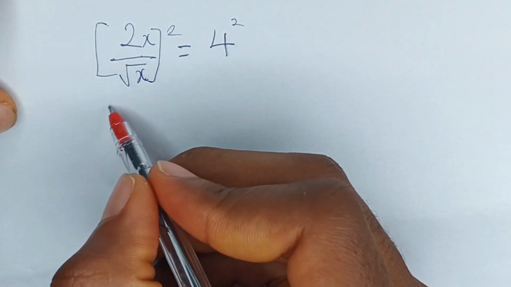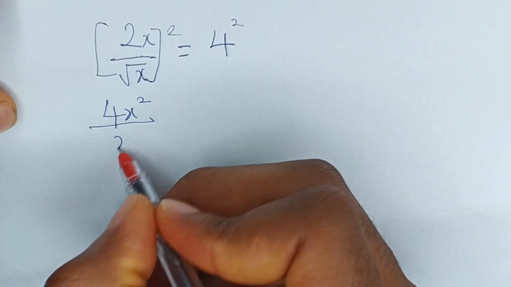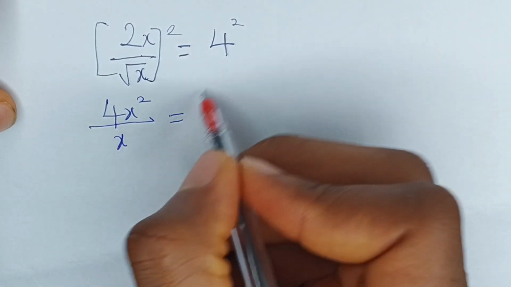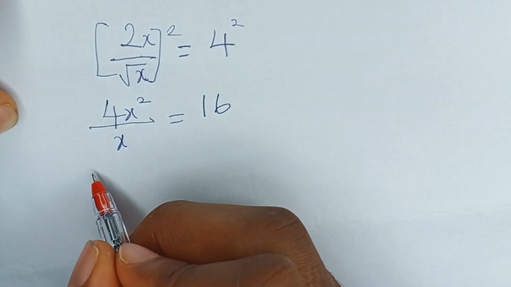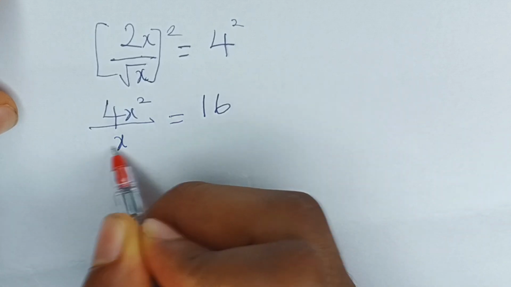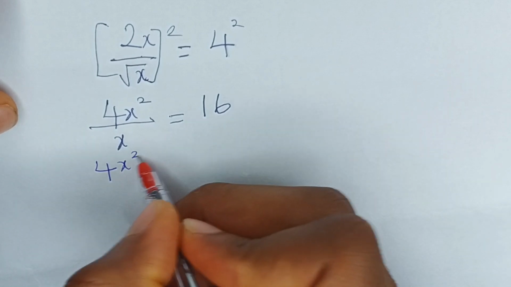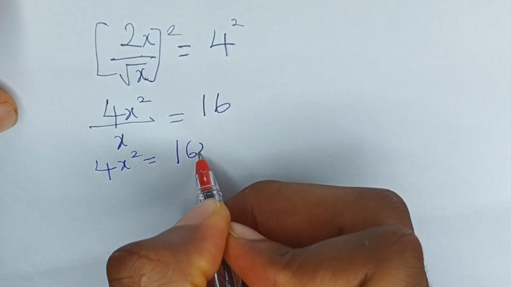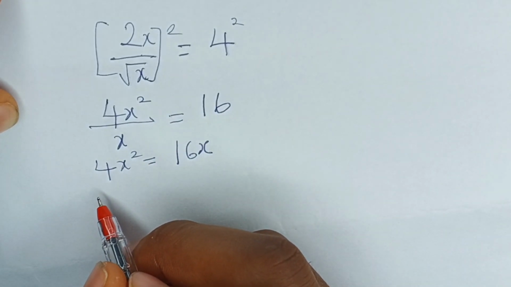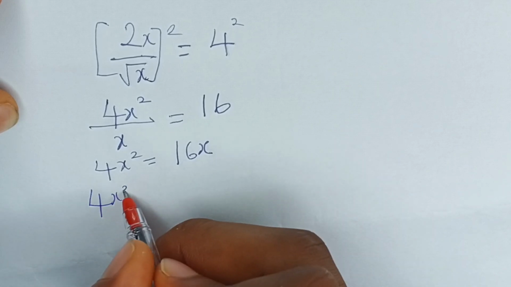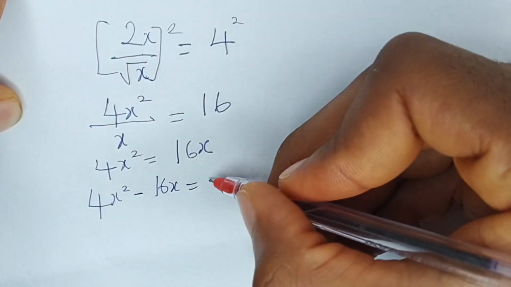2x squared is 4x squared, over root of x squared, which is x, and this is equal to 4 squared, which is 16. Alright, now from this point we can decide to cross over or cross multiply. x times 16 is 16x, so we have 4x squared is equal to 16x. Alright, so we have from here that 4x squared minus 16x is equal to 0.